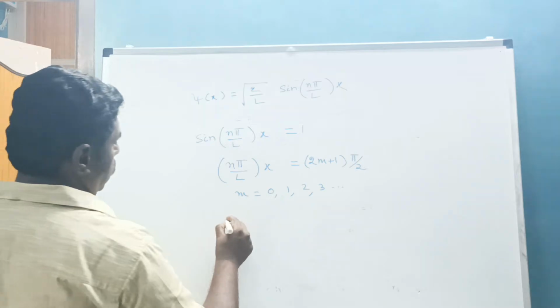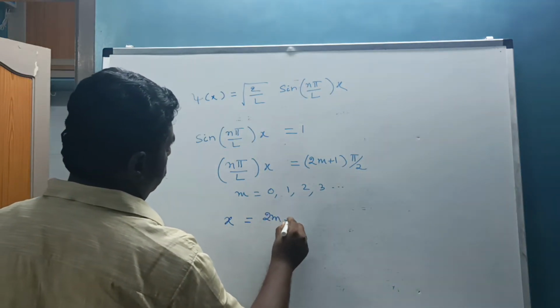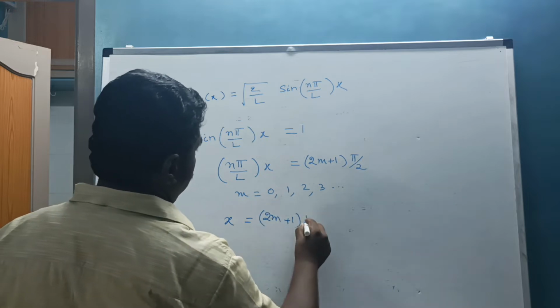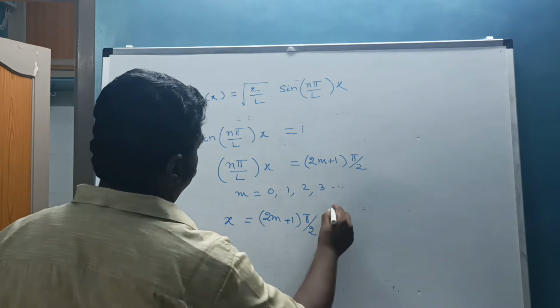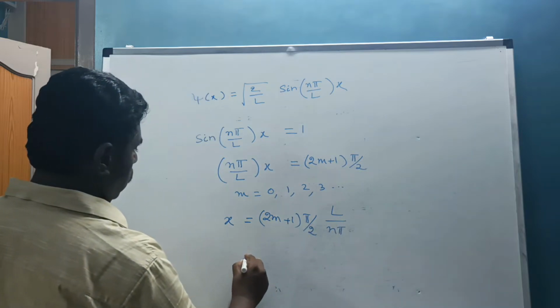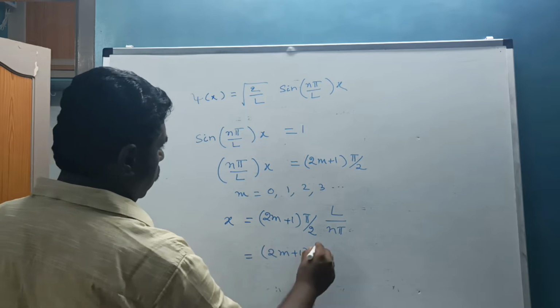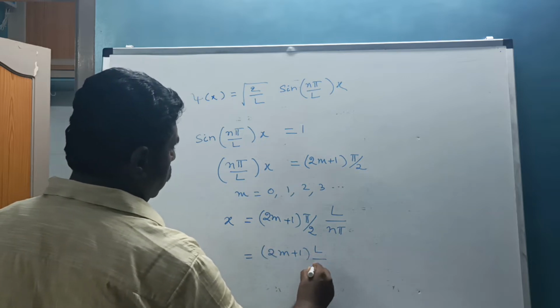From this, the value of x, which is equal to (2m plus 1) pi by 2 into L divided by n pi. This is equal to (2m plus 1) into L divided by 2n.